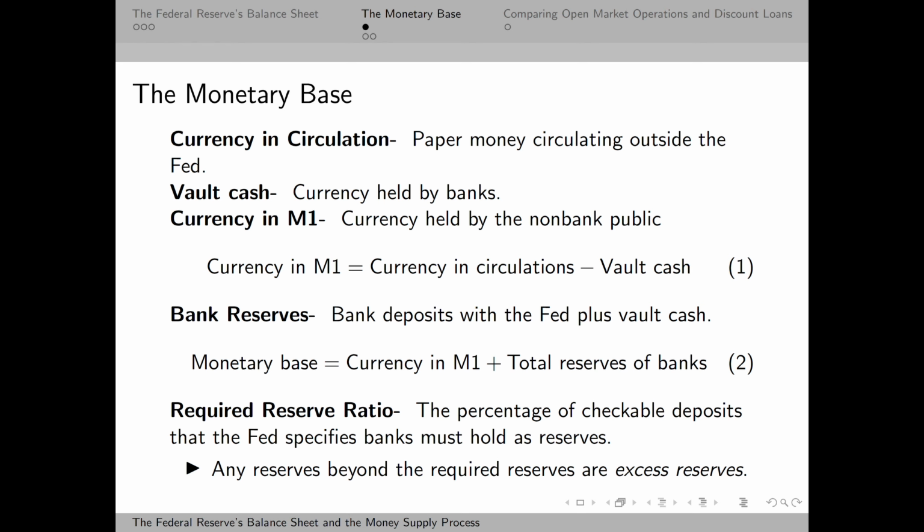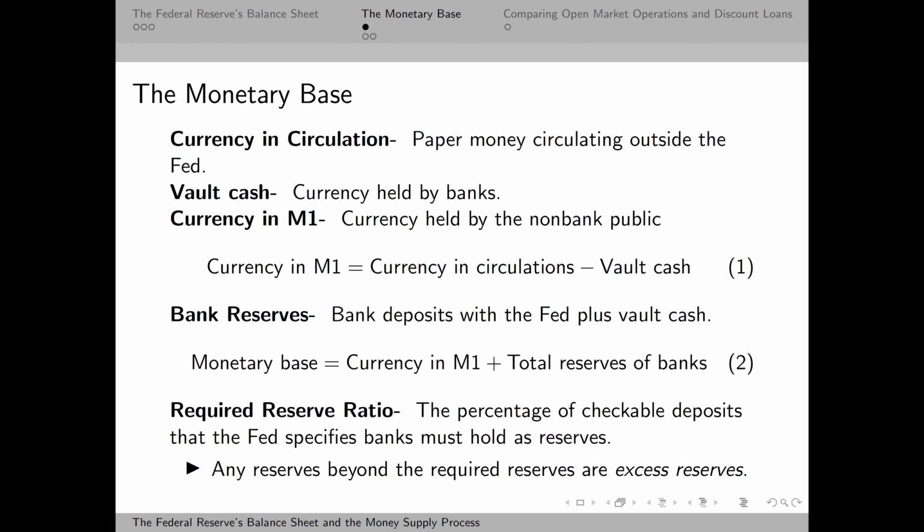We're looking at what the bank is depositing with the Fed plus what they have in their vaults. And so we get the monetary base is currency in M1 plus total reserves of banks. So we can look at this a different way. The monetary base is all the cash that the general public, that all of us own at one time, plus we're looking at all the cash that is controlled by commercial banks.